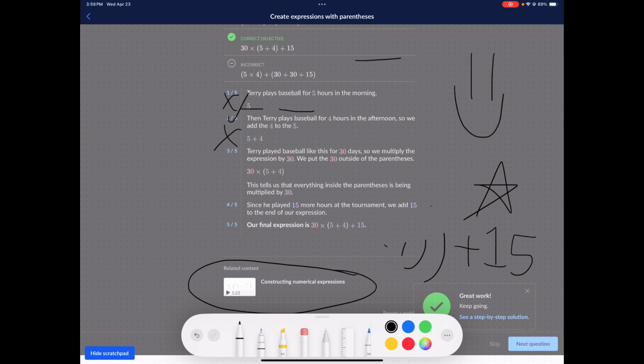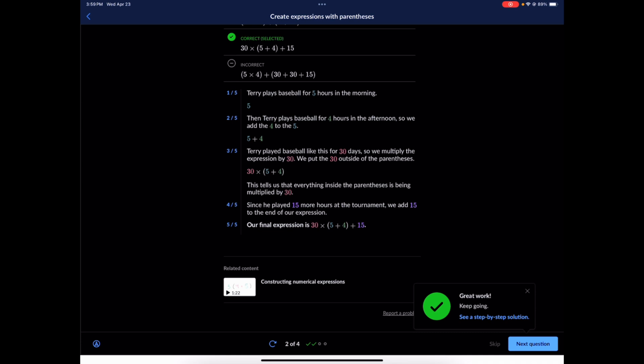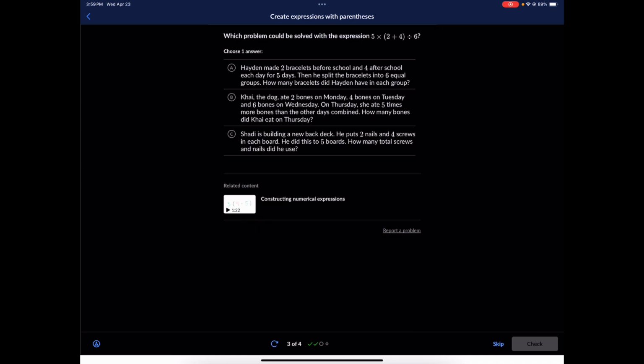Otherwise, happy studying. Okay, let's keep going. Which problem can be solved with the expression 5 times 2 plus 4 divided by 6? So let's look at our choices here. Choice A: Hayden made 2 bracelets before school and 4 after school each day for 5 days. Then he split the bracelets into 6 equal groups. How many bracelets did Hayden have in each group?